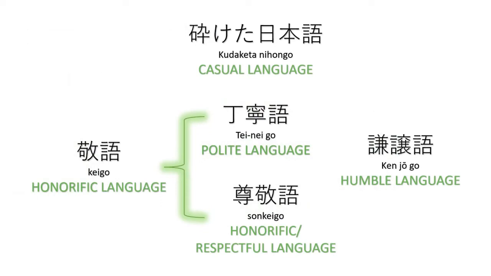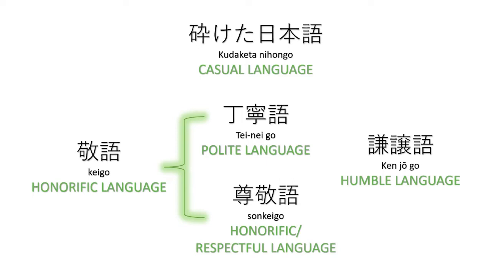Okay, so we have learned so far, for those of you who have been studying Japanese, that we have a hierarchy of speeches in Japanese. So we have the very first one, kodaketa Nihongo, the casual language. That is the casual form of the verbs. After that, we also learned the polite language, the masu form. And that is called teineigo.